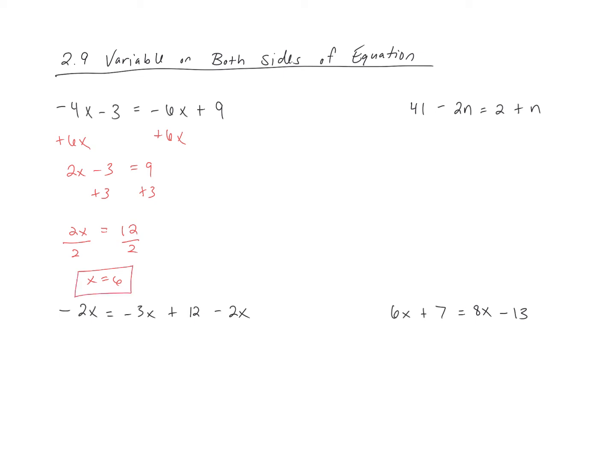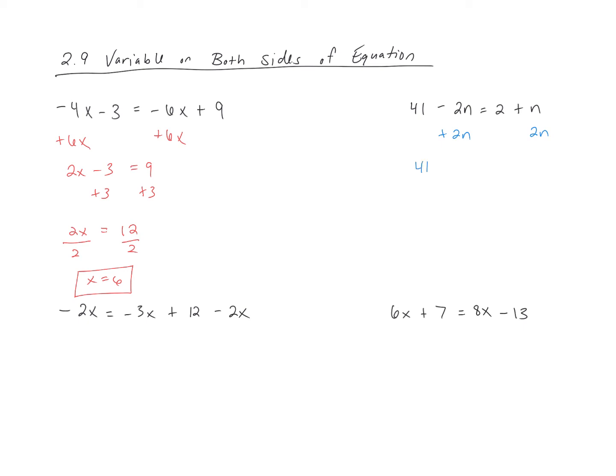Awesome. My next example to the right, 41 minus 2n equals 2 plus n. Please pause and solve the equation. Now that you have solved, let's check your work. I want to combine like terms, so I'm going to get my n terms together. I want my n terms to stay positive, so I'm going to do the inverse operation here and add 2n to both sides to keep my n's positive.